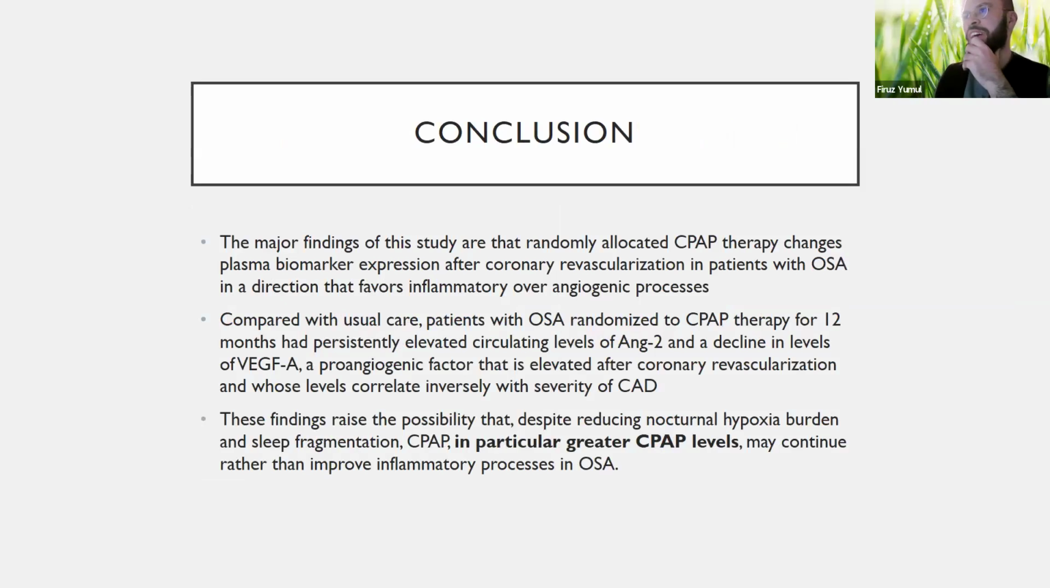So in terms of conclusions, the major finding of this study was that randomly allocated CPAP therapy changes plasma biomarker expression after coronary revascularization in patients with OSA in a direction that favors inflammatory over angiogenic processes. Compared with usual care, patients with OSA randomized to CPAP therapy for 12 months have persistently elevated circulating levels of angiopoietin-2 and a decline in levels of VEGF-A, which is a proangiogenic factor that is elevated after coronary revascularization.